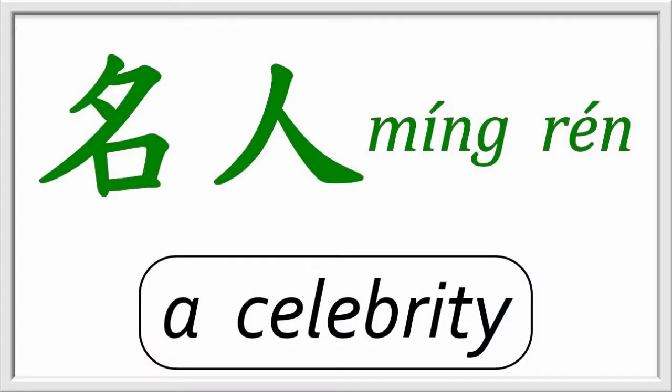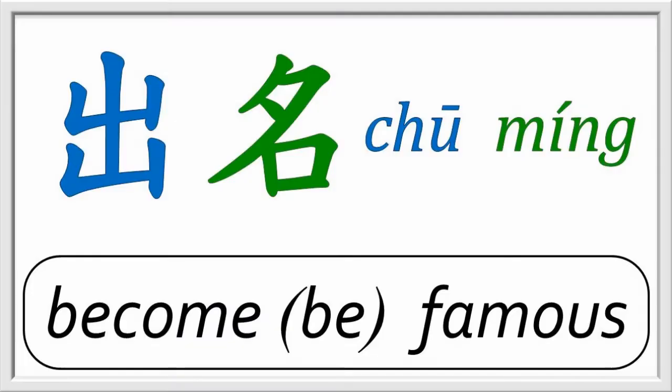So, 名人 means a famous person, a celebrity. And when an individual becomes or is already famous, that is expressed by 出名. Literally, one's name is out, as in a secret is out and spreading widely.